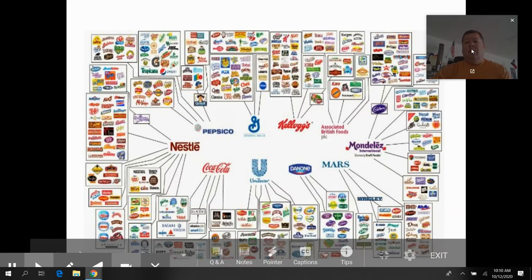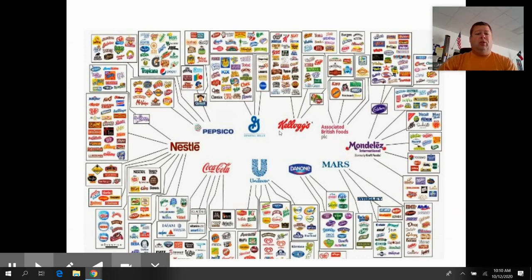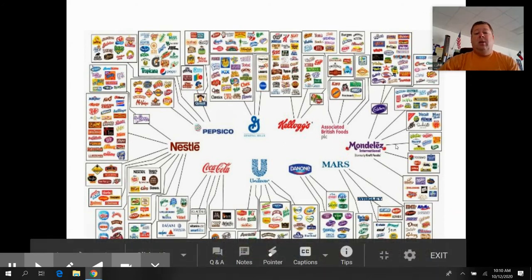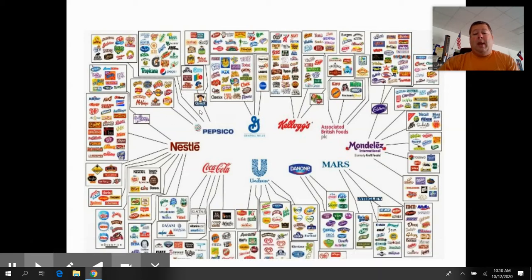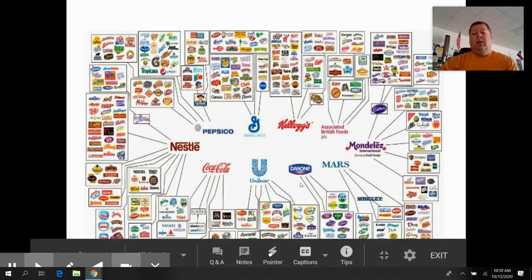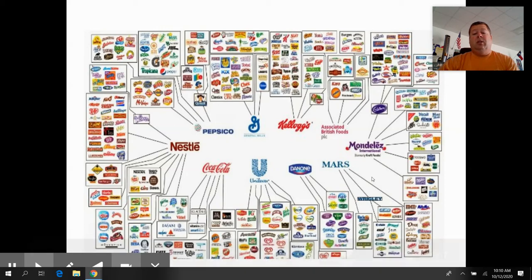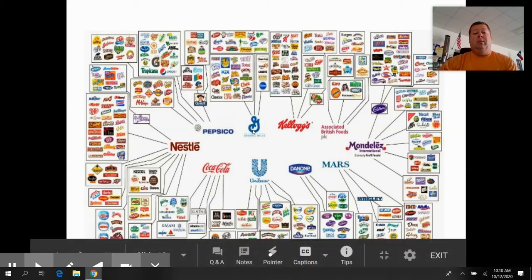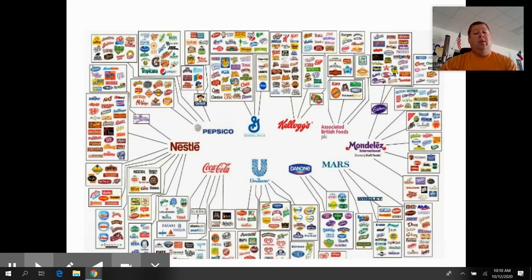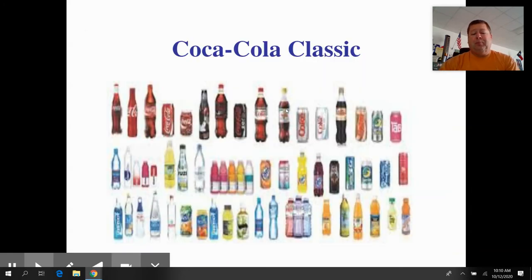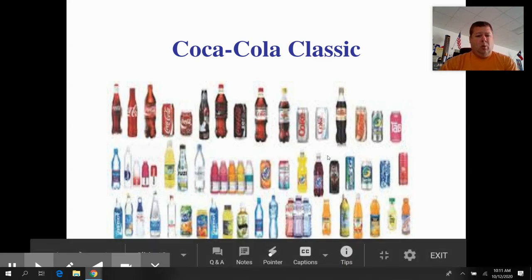I know this image is kind of hard to see because the logos are so small, but in the center you see the oligopolies: Quaker, Nestle, PepsiCo, Coca-Cola, Mars, Kellogg's, and there are many more. But underneath these, say General Mills, you have all these other branches and smaller products that they control and own. This is what an oligopoly looks like. Coca-Cola Classic, a very poor, distorted picture, but you see some of the Coca-Cola products there, and I'll show you a different one.